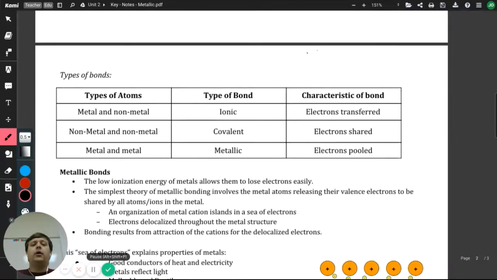So now that we've got a general idea of what's going on with our bonds, let's actually look at the types of bonds again. Our types of bonds are ionic, covalent, and metallic. Ionic, remember, is a bond between a metal and a nonmetal. And what we see is those electrons are actually being moved from one side to the other. They're going to be moved from one atom closer to the other atom.